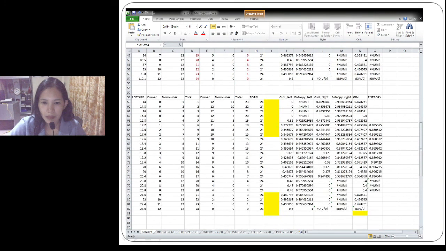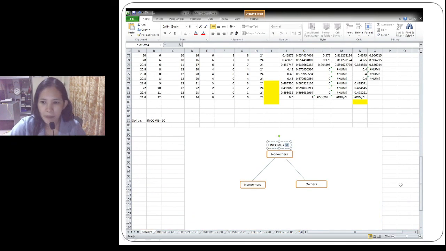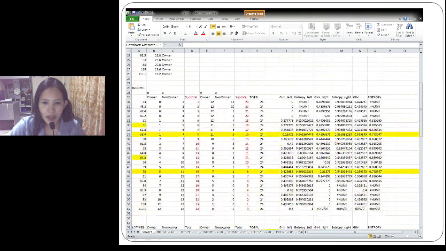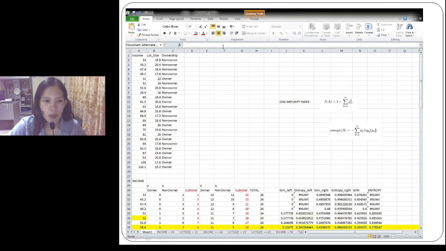Most of the ownership whose income is less than 60 is non-owners. So this is our first node. Next, we'll have to find the node in the left side of our tree and in the right side of the tree. So after getting the first node, we have to split again. So we have to split our data set.